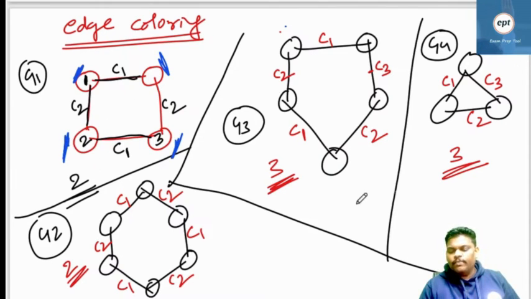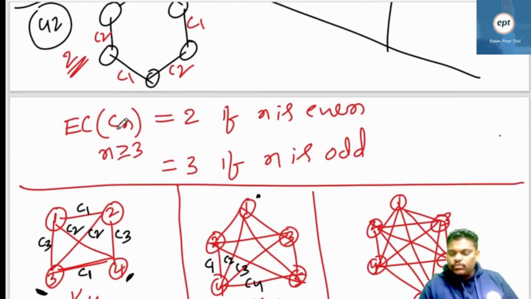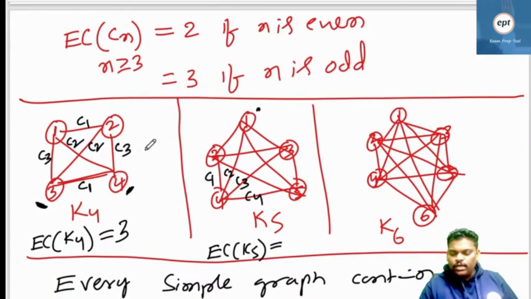So 2. Next one. What is the maximum degree? 2. Maximum degree 2, answer is 2 or 3. So 3. Edge chromatic number for Cn, right? That is the conclusion. Okay. Next one.